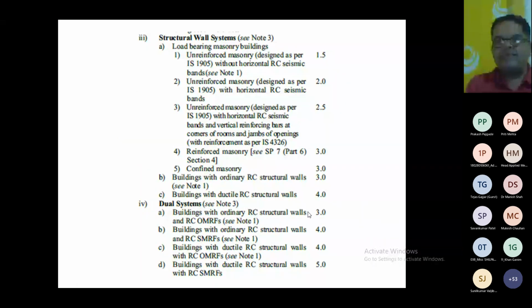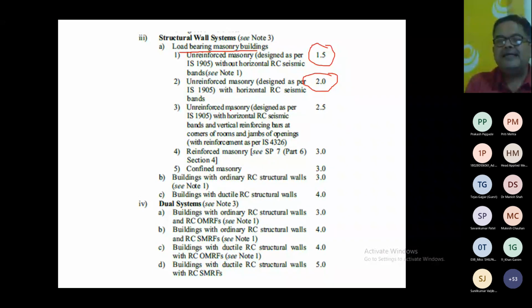But here we are interested in the load bearing masonry structures, right? Because this is a confined masonry program, so we have to look at load bearing masonry structures. Unreinforced masonry without horizontal RC band, designed as per IS 1905, is 1.5, no seismic bands, because the performance is poor. Unreinforced masonry with a horizontal RC seismic band, it will become 2.